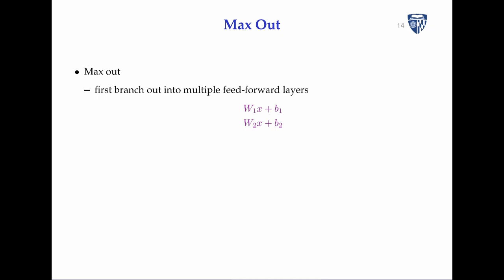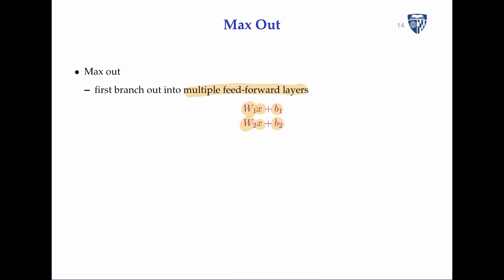Okay, another one, a variant of that, is maxout. This is kind of an application of the max operation to a particular application. Here the idea is that we first branch out into multiple feed-forward layers. So we have one input, and we first do an operation: we have one weight matrix and a bias term, and that gives us an output. But then we also have another weight matrix and a bias term that gives us a different output.